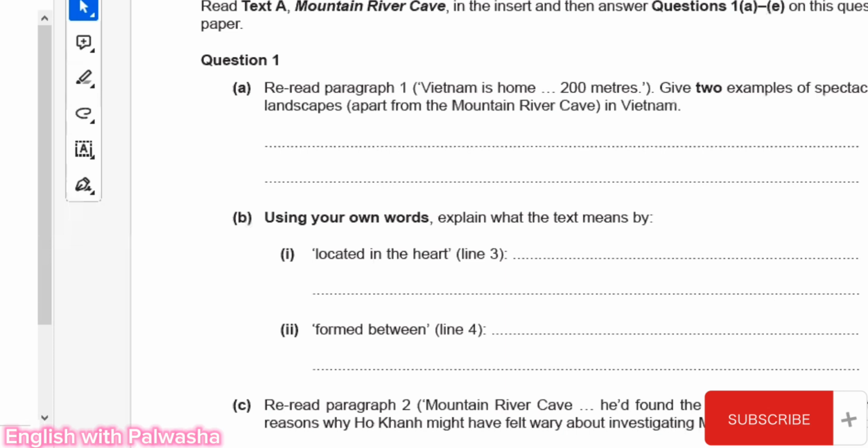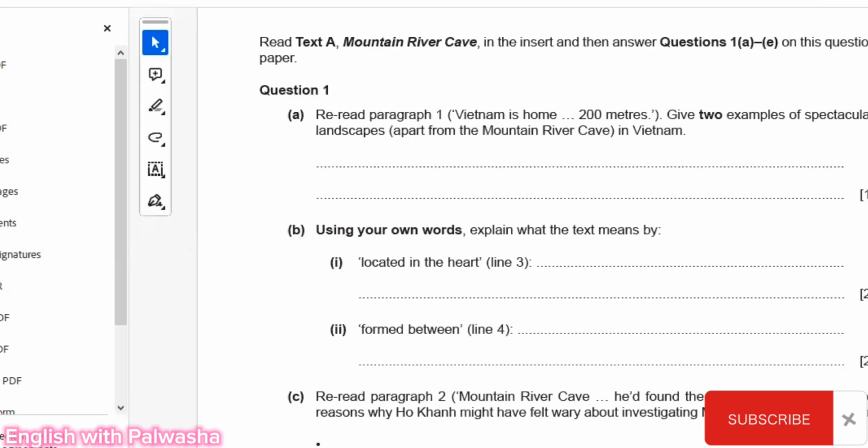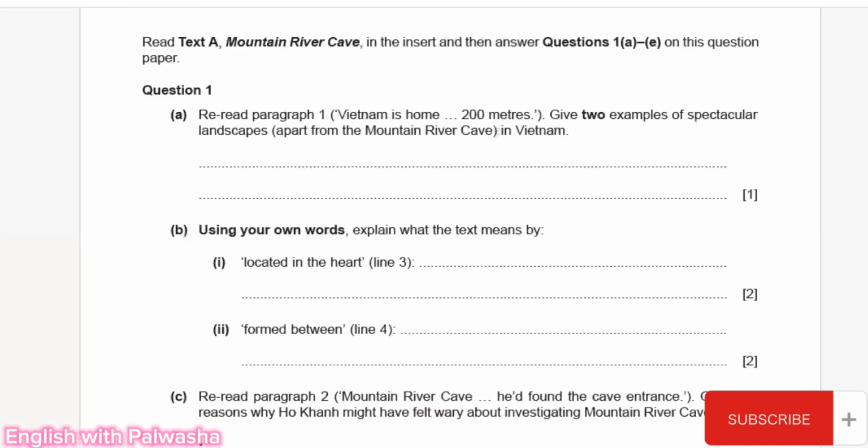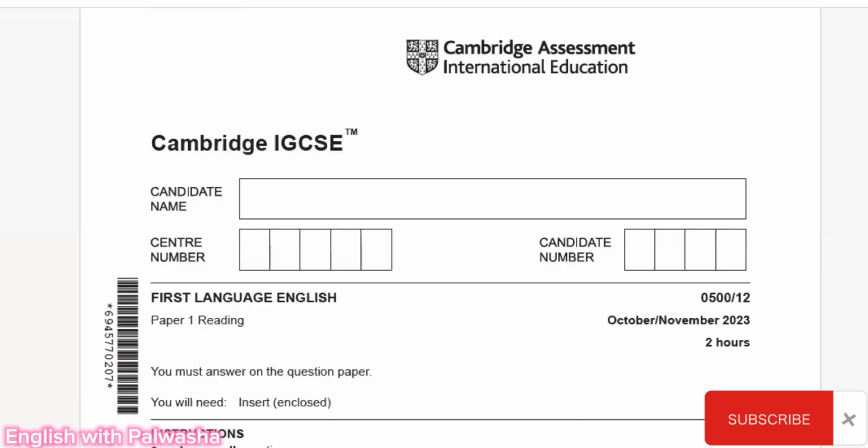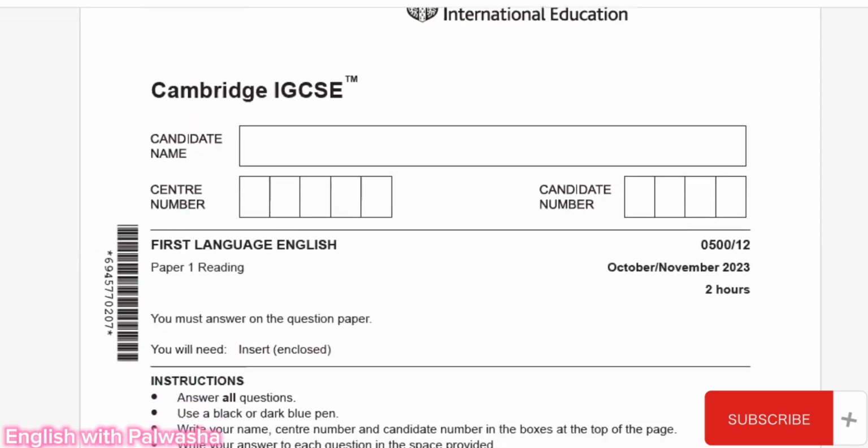All right, okay, till here, is it clear how the insert is going to be? Yes, it is. Thank you. All right, that's great.